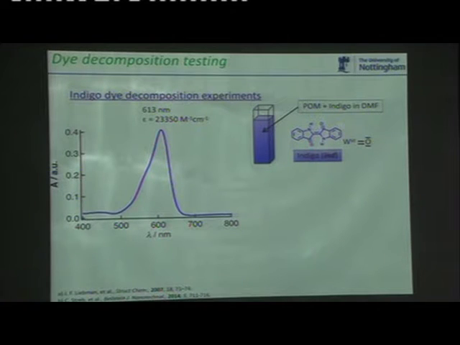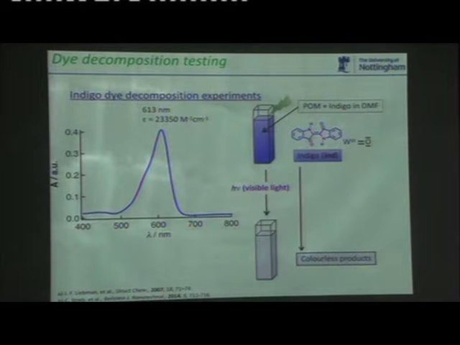It's been done by a few groups as a kind of simple test for going via this kind of oxo radical mechanism. Indigo is a very, very dark colored dye, and we put our POM and indigo into a cell. We irradiated it, and we watched it go colorless. So this is almost the opposite way around to the previous example. And what happens here, the indigo peak drops down to nothing.